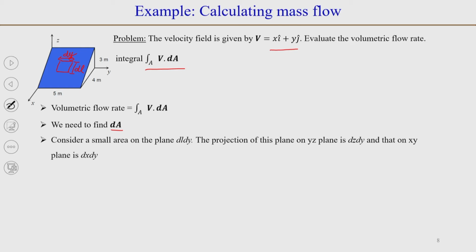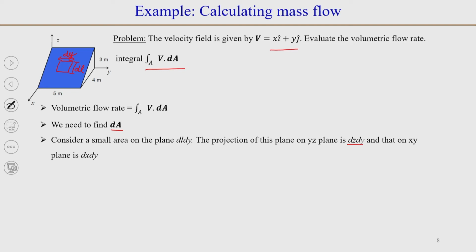Now, if you project this area on the two planes, you can project it on the yz plane and you can have a projection on the xy plane. On the yz plane, the projection of dl will be dz, so the area projection will be dz dy. On the xy plane, the projection of dl will be dx.